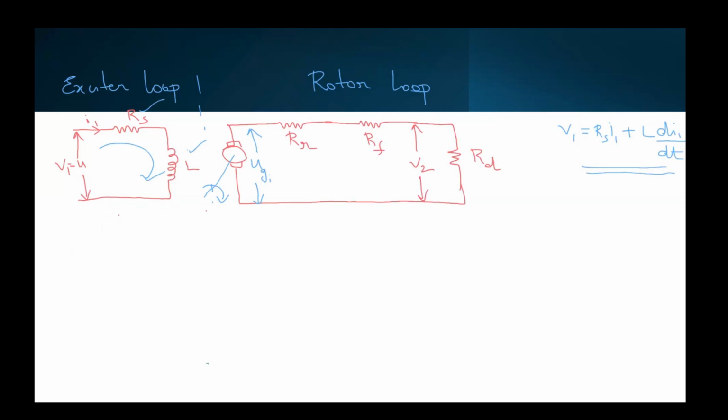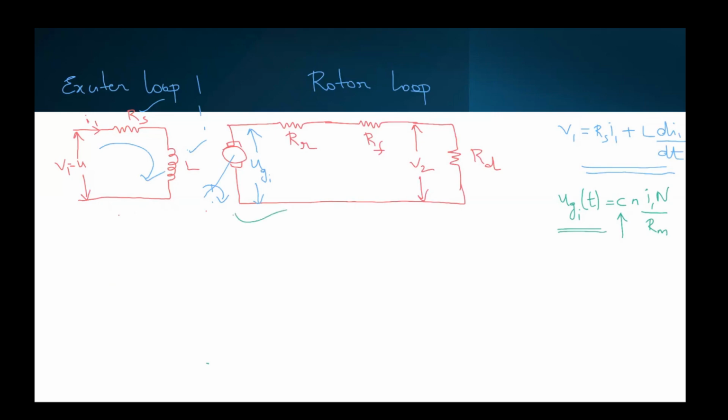Now, like I explained earlier, the EMF generated will be equal to some constant C multiplied by N, where N is the number of stator turns, multiplied by I1, the current in the exciter loop, divided by Rm. Rm is the magnetic resistance. So this is the voltage generated by the generator.